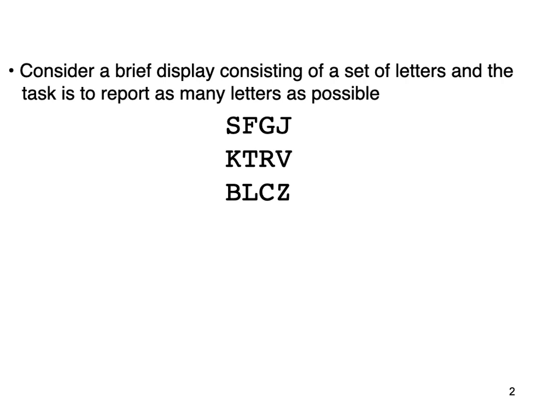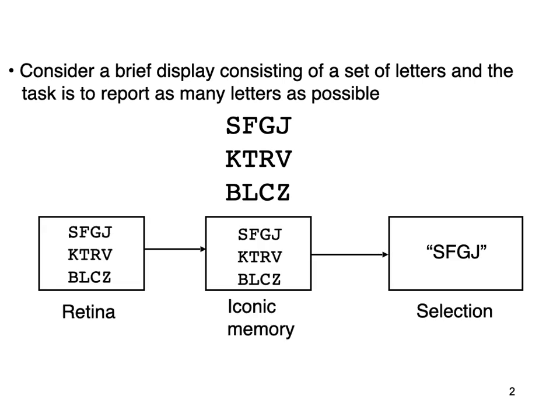But the question is, what happens if I show you a brief display, let's say consisting of a set of letters like this, 12 letters, and your job is to report as many as possible. By brief, I might show the display for 1/10 of a second, for example. The claim is that all of the letters enter some kind of storage system, which we call iconic memory, and it holds a lot of information.